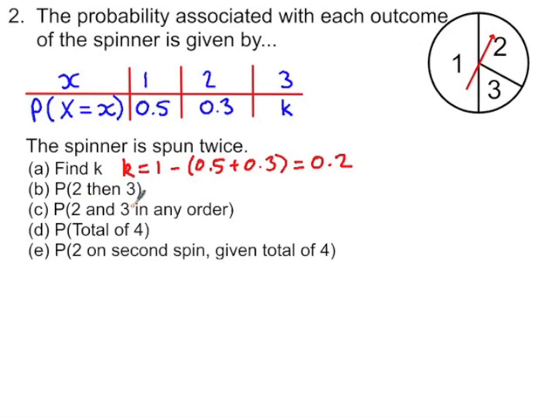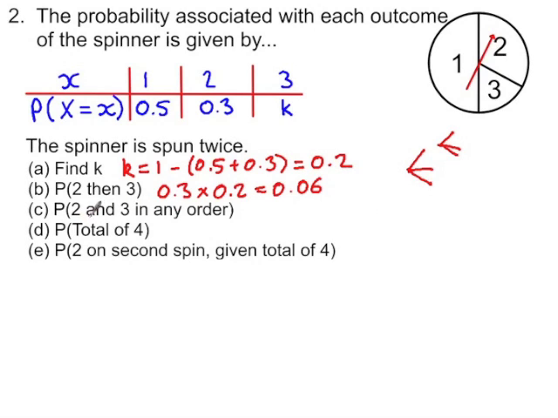In part B, we're asked to find the probability that we spin a 2 followed by a 3. We're presuming that these spins are independent, so we can multiply the probabilities together. So probability of getting a 2 followed by a 3 is 0.06.